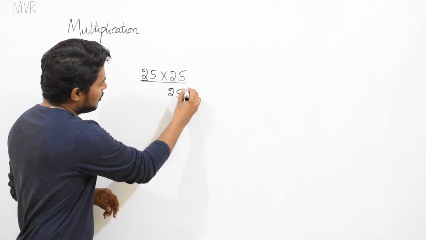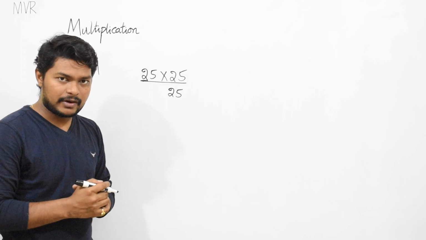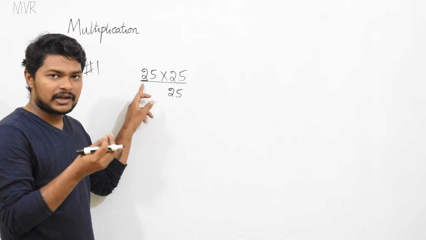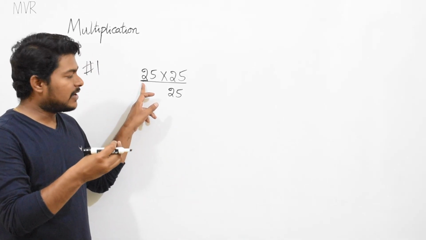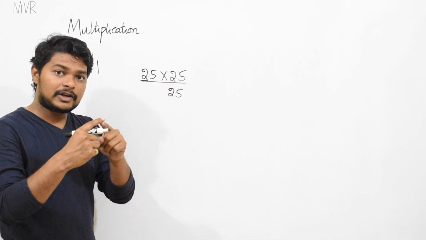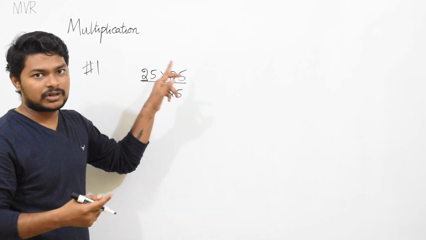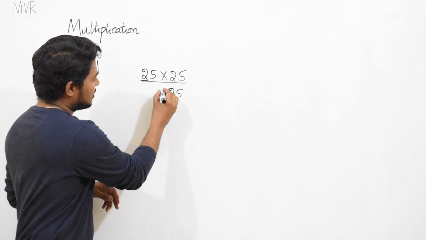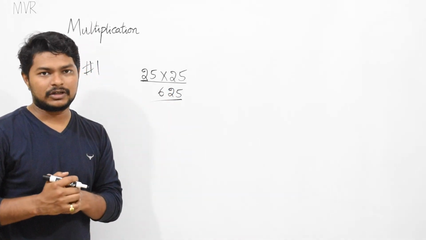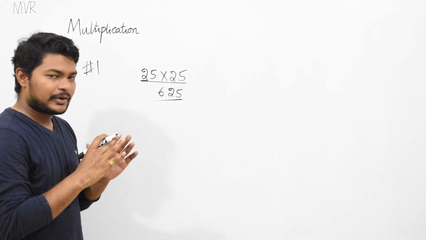5 into 5 is how much? 25. You need to write 5 into 5 as 25, and you take the tens place value 2 and multiply it with the tens place value plus 1, which means 2 into 3. 2 into 3 is 6. So that's it. Here we are doing nothing else.